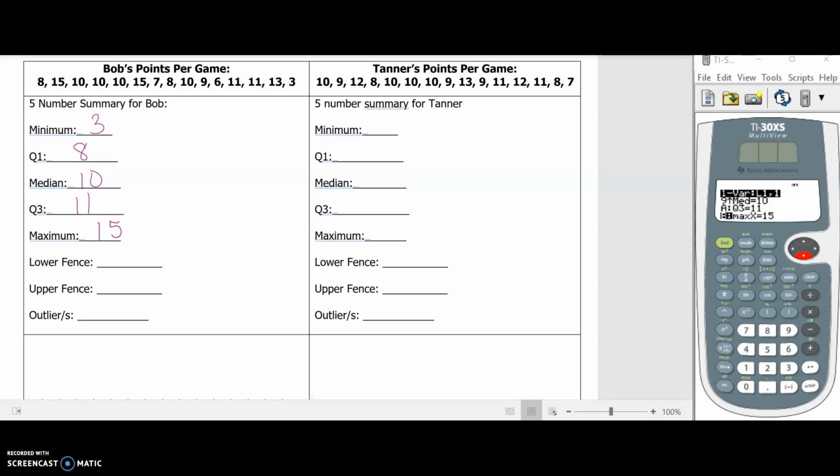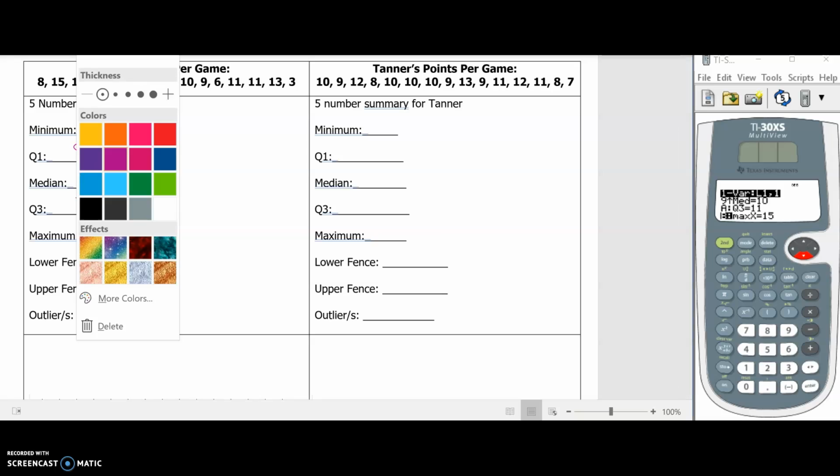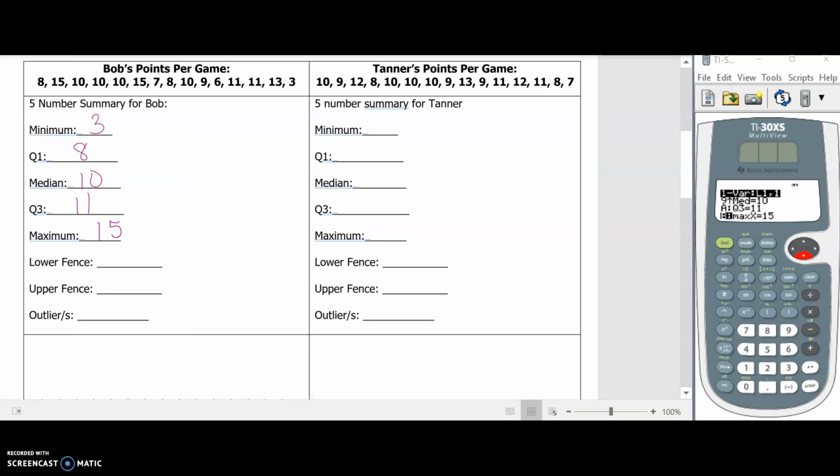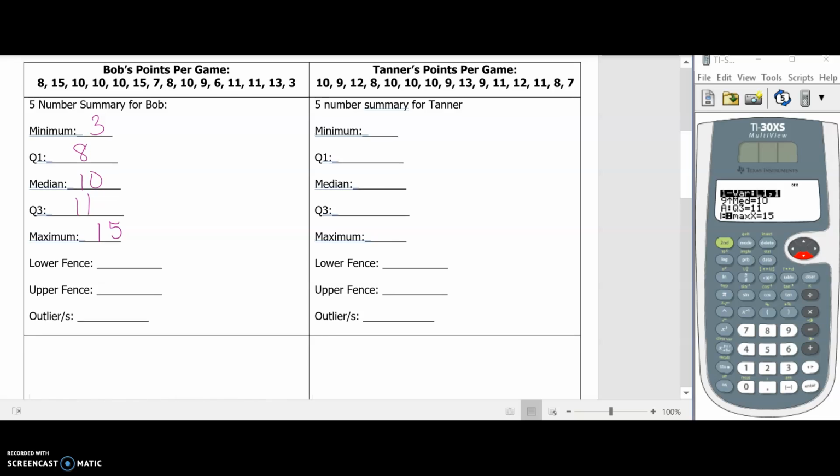Okay, great. So now we need to find out if there are any outliers. Now it looks like there are, but to be extra sure, I need to calculate the lower and upper fence. Remember from day 2 notes, there was an equation that calculated the upper and lower fence. So in order to do that first, I'm going to need to find out what the interquartile range is.